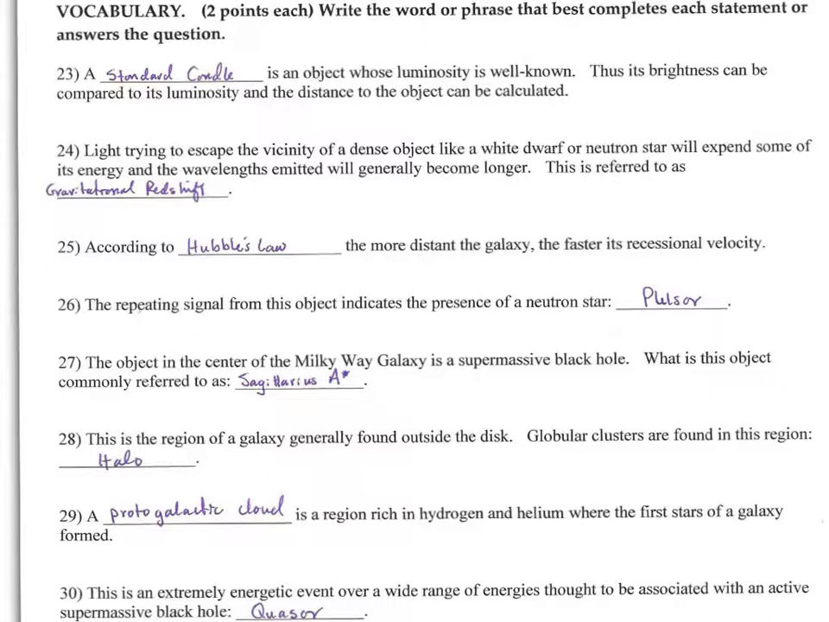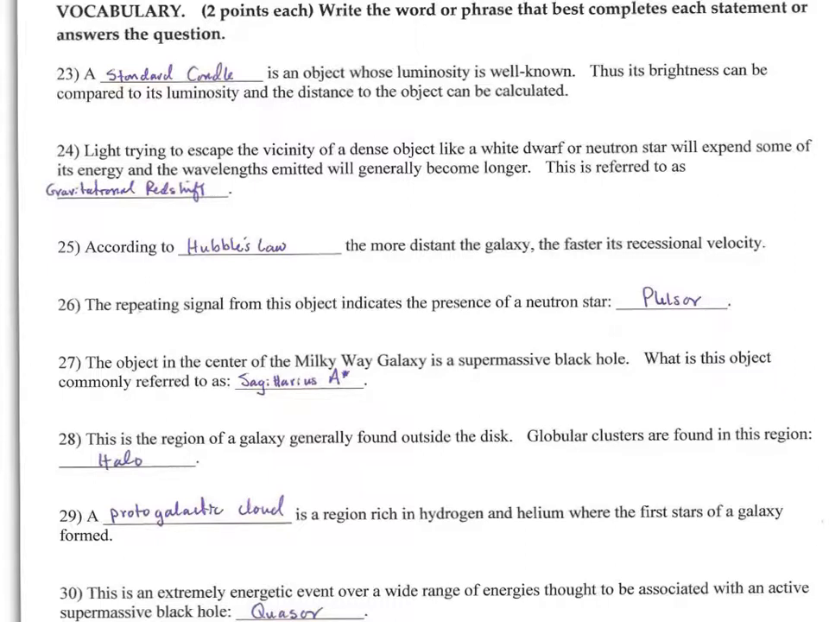Question 26, a repeating signal from this object indicates the presence of a neutron star. That was pulsar. Sagittarius A star was 27, the thing in the center of our galaxy that we now know is a supermassive black hole. Question 28, I was after halo, which is where the globular clusters hang out, and it's the region outside the disk.